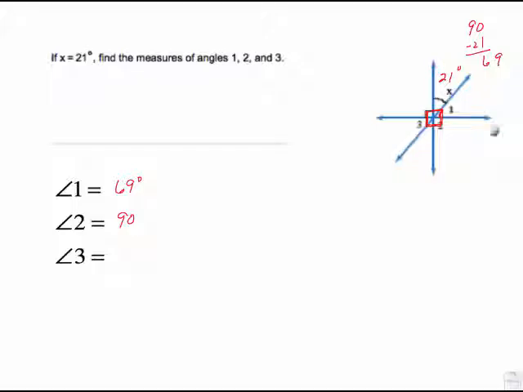Now I'm going to erase this to make this a little bit easier to see. Angle 1 is made by those two intersecting lines. And do you notice another angle that's made by those same two intersecting lines? Angle 3. Do you remember that 1 and 3 are vertical angles, and vertical angles are equal? So if angle 1 is 69 degrees, angle 3 is 69 degrees.